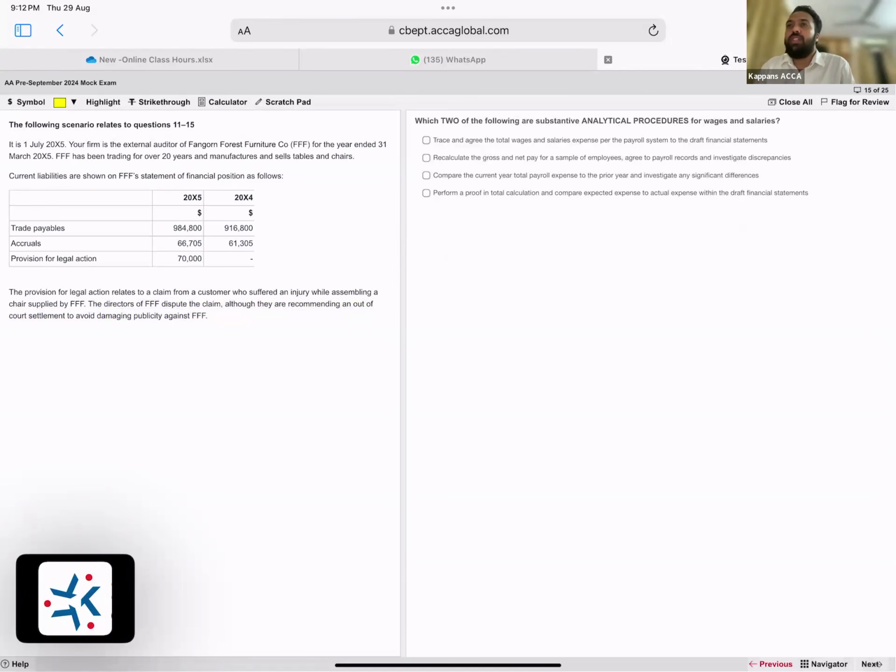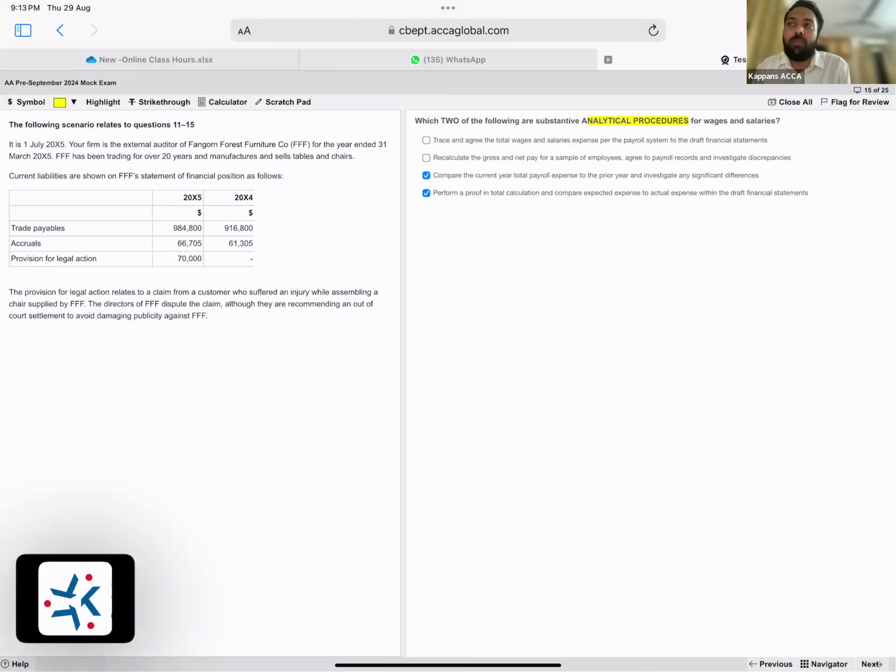So the last question. Which two of the following are substantive analytical procedures for wages and salary? Trace and agree total wages and salary expense per payroll to the draft financial statements. Recalculate gross and net pay for a sample of employees, agree to payroll records and investigate differences. Compare current year total payroll with previous year and investigate differences, a kind of ratio analysis. It's an analytical procedure. Perform a proof in total calculation and compare expected expense to actual in the draft financial statements. That is also an analytical procedure.